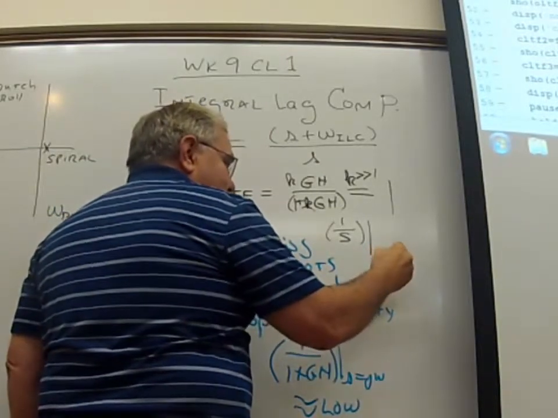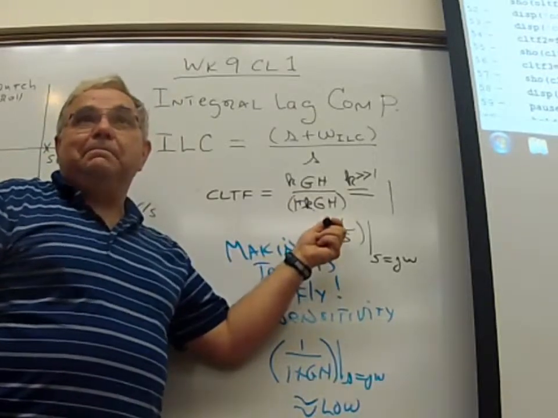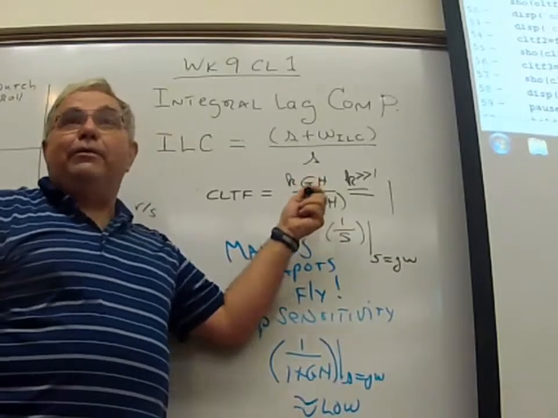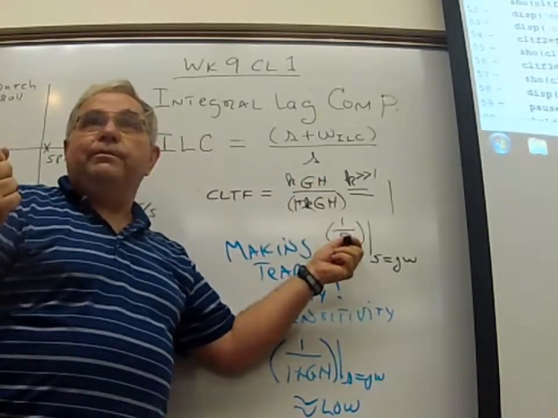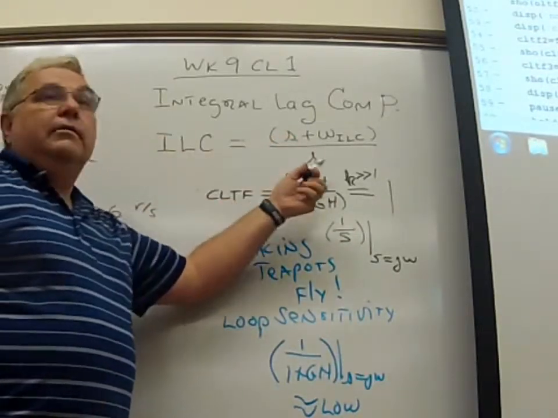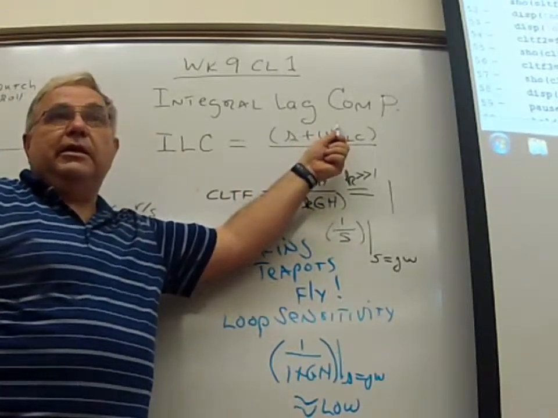S equals what? J omega. S equals J omega. As omega goes to 0, what happens to this? Blows up, yeah? Blows up. So I get my high gain at low frequency if I put an S in that loop. That's what we're going to do. That's called the integral lag compensator right here. S plus omega ILC over S, and we'll decide how to pick this in a second.